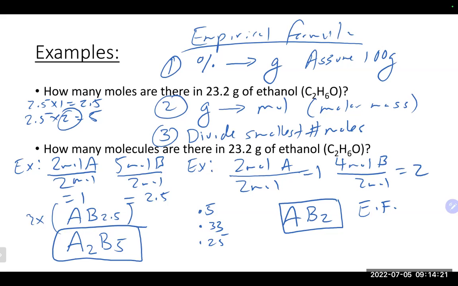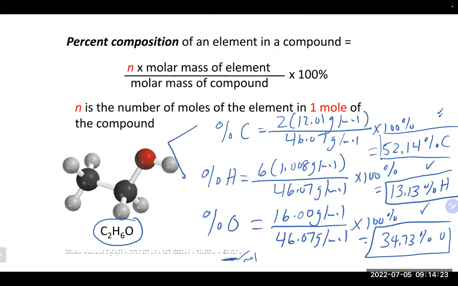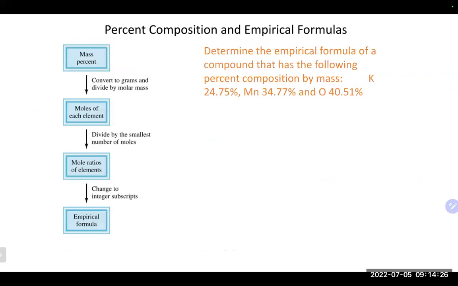Okay, so let's take a look at one here. All right, so we have this one, which is: determine the empirical formula with the following percent composition by mass. Potassium is 24.75, Mn is 34.77, and oxygen is 40.51. So let's take a look at this one together. Here we do want to quickly take a look at our percentages, and make sure that they add up to 100%, and they do add up to about 100%.